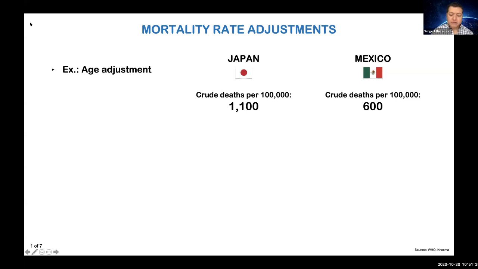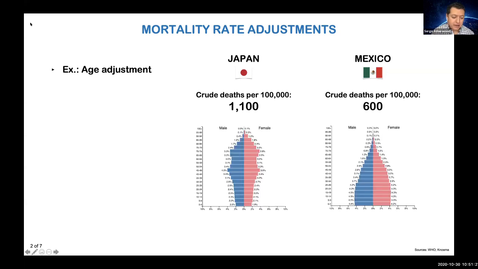we haven't accounted for the fact that older people are inherently at higher risk of dying than younger people, and the fact that older adults make up a much larger share of Japan's population than they do Mexico's, as we can see here with these population pyramids. When you adjust for differing age structures, the two countries' death rates become much more comparable.